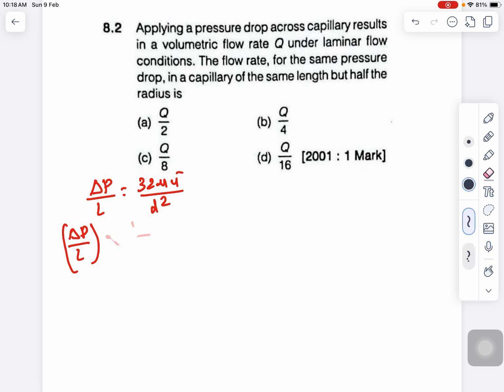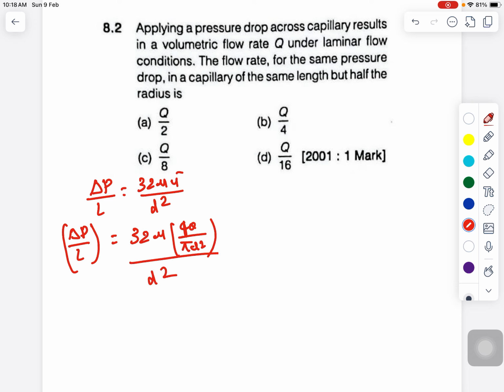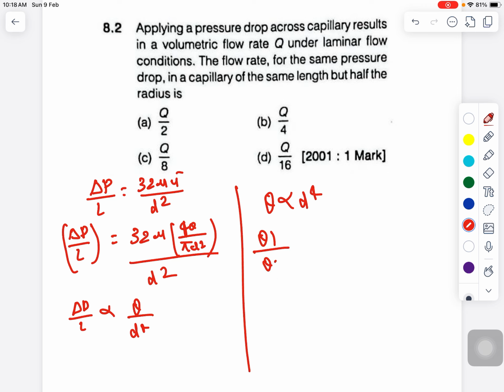So again we can write that it is equal to 32 mu, and u is equal to 4Q divided by pi d square, and divided by d square. So we can see that delta P by L is directly proportional to Q divided by d4, right? So from here I can say that Q is directly proportional to d4. So you can write Q1 divided by Q2 is equal to d1 divided by d2 whole to the power 4, and finally d2 will be equal to d1 divided by 2.